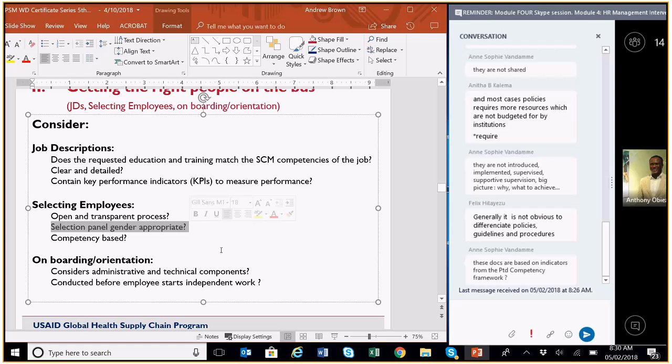The other aspect is that when you have a selection panel, the usual best practice is to have 3 people on that panel, and there should be good gender balance. So men and women should be on that panel, not just men, not just women. The other thing is just to ensure that it's a competency-based approach. In the materials I've provided as templates, it gives you some clear processes to follow to run a competency-based interview and a competency-based recruitment process.